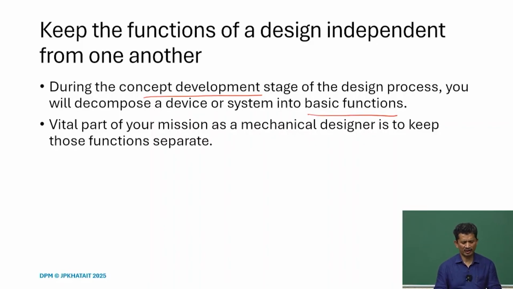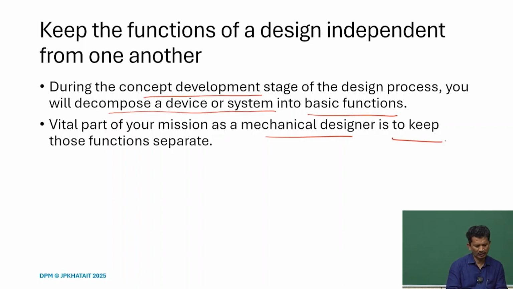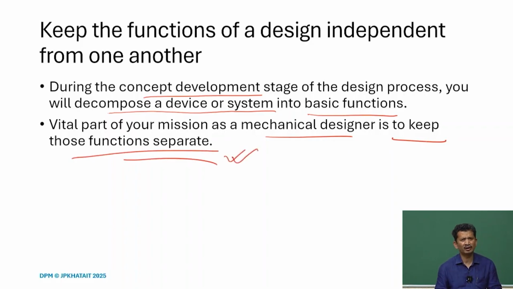So, what we are saying here is we first try to decompose a device or system into basic functions. So, we get the functional requirement, and as a mechanical designer, the first thing we should do is to keep these functions separate. They should be independent.